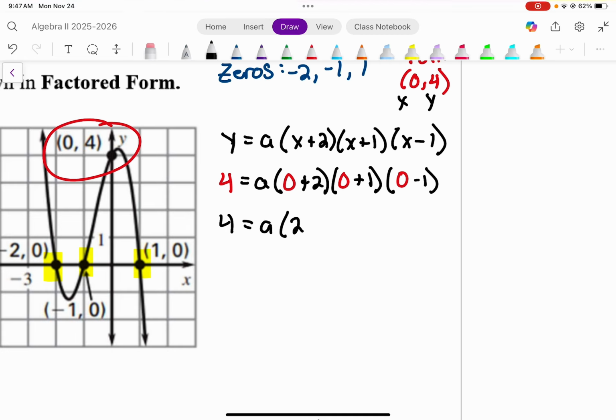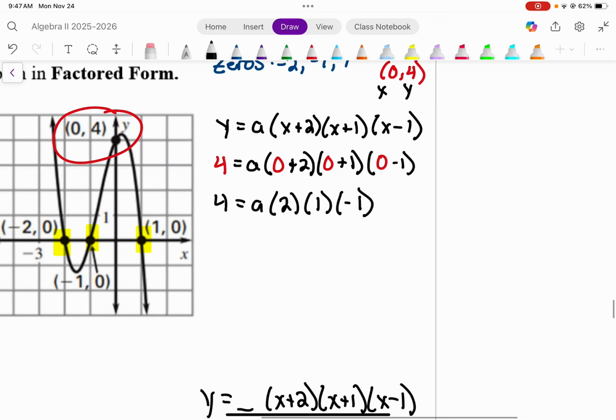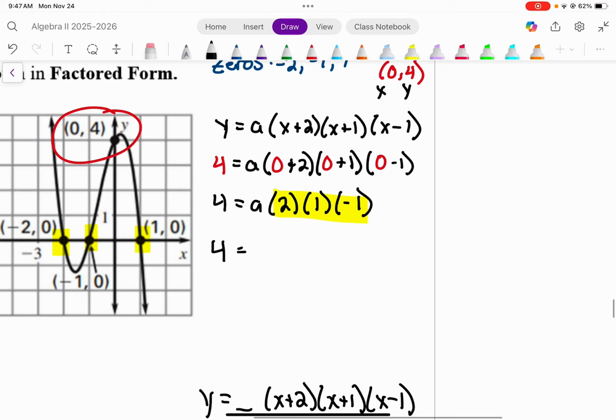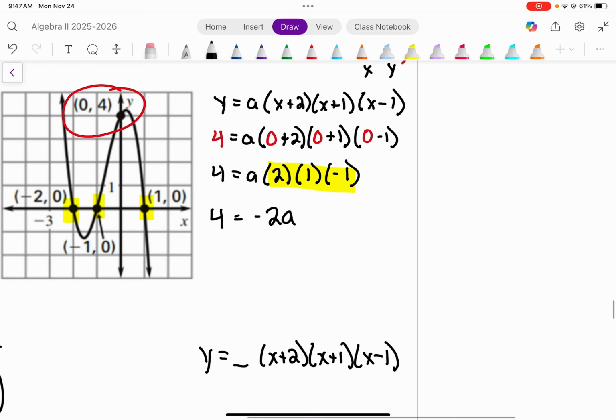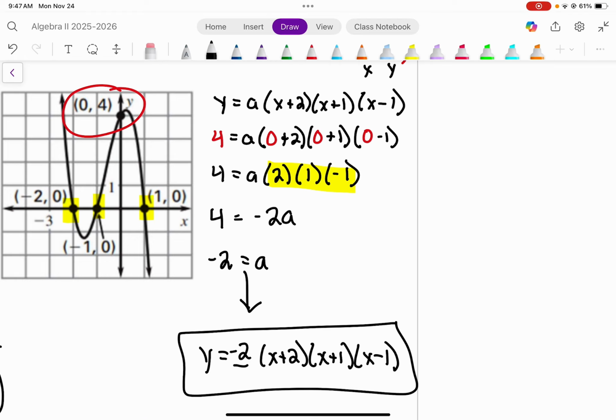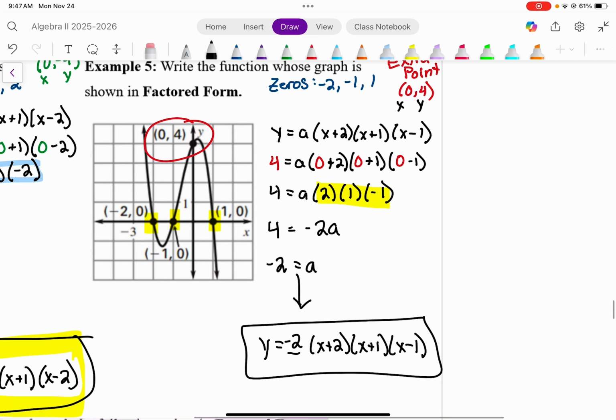Okay, once you plug those in, then you're going to simplify all of the parentheses. So 0 plus 2 is 2, 0 plus 1 is 1, and 0 minus 1 is negative 1. Then I will multiply all of these together, and that will give me a negative 2a. Then when we divide by negative 2, we get negative 2 equals a. And don't forget, your final answer is plugging that into your equation. That is an easy point to get just by plugging it in. If you don't plug it into your final equation, you will get a minus 1 because you didn't finish the problem.